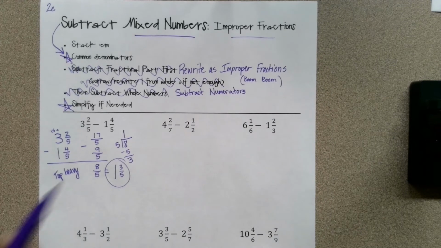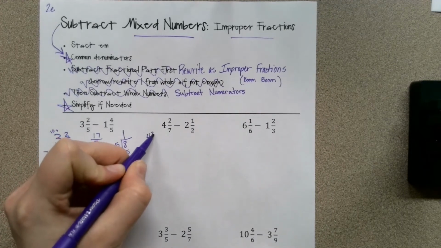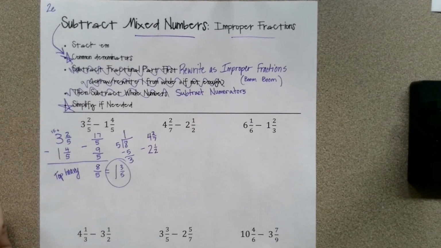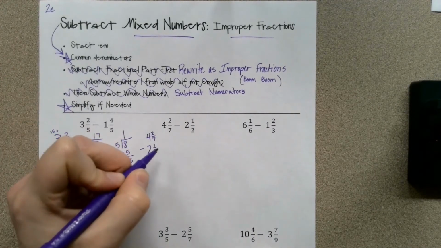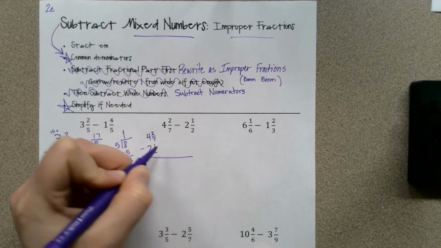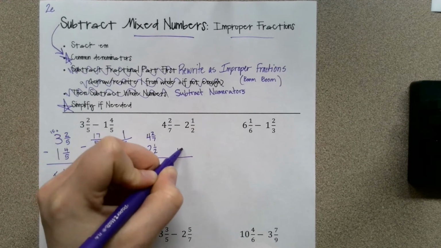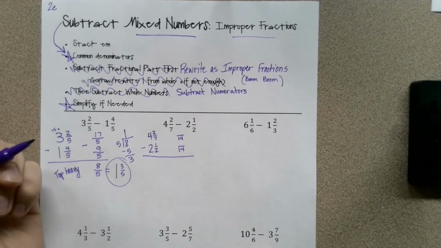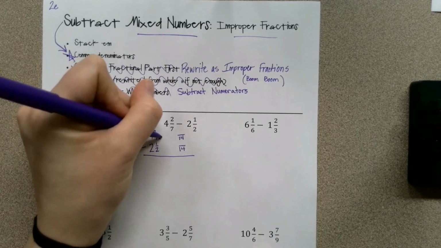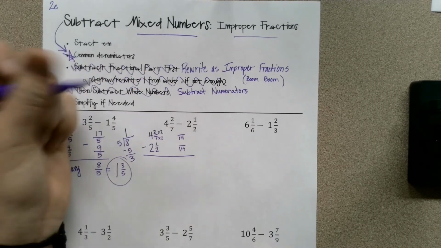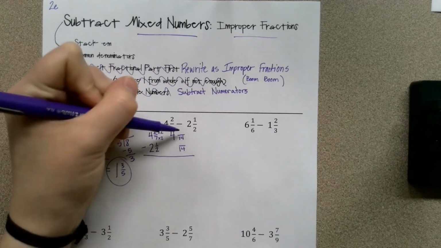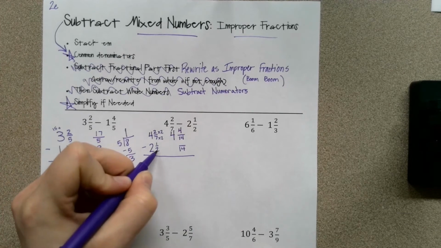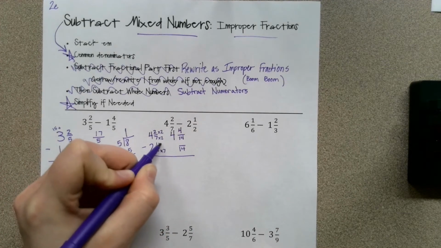Let's try that for the next one. Stacking them, 4 2/7 minus 2 1/2. We need common denominators, so that's our second step. A great common denominator is going to be 14 between these two, because 7 times 2 is 14. We had to multiply the 7 times 2, so we do that in the numerator and denominator, giving us 4 4/14. The whole number stayed the same. The 2 would have to be multiplied by 7.